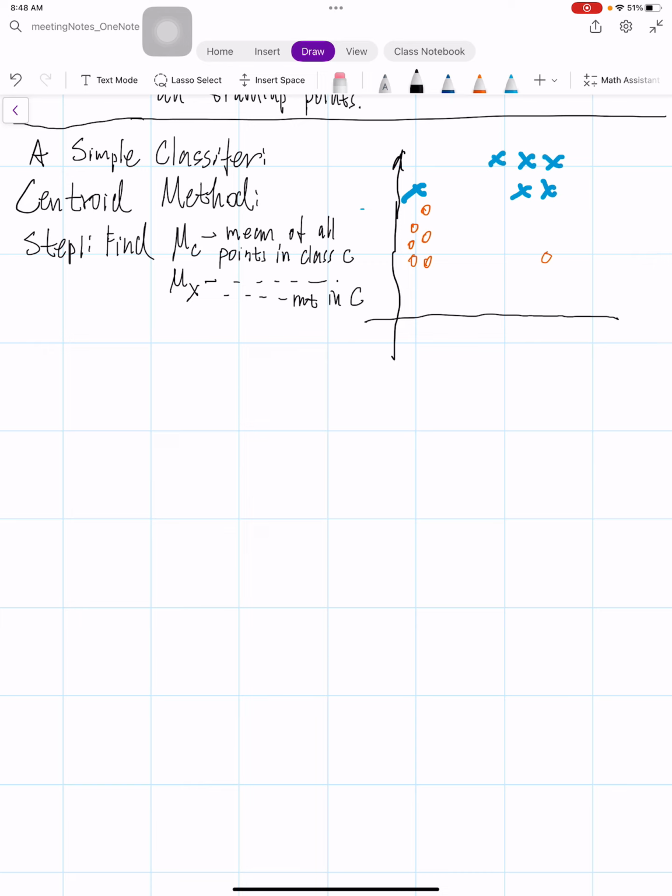For example, suppose the average of the orange dots is somewhere here. So mu c is a 2D vector in this example, and probably mu x is in here, so mu x is also a 2D vector. Then we have a decision function.